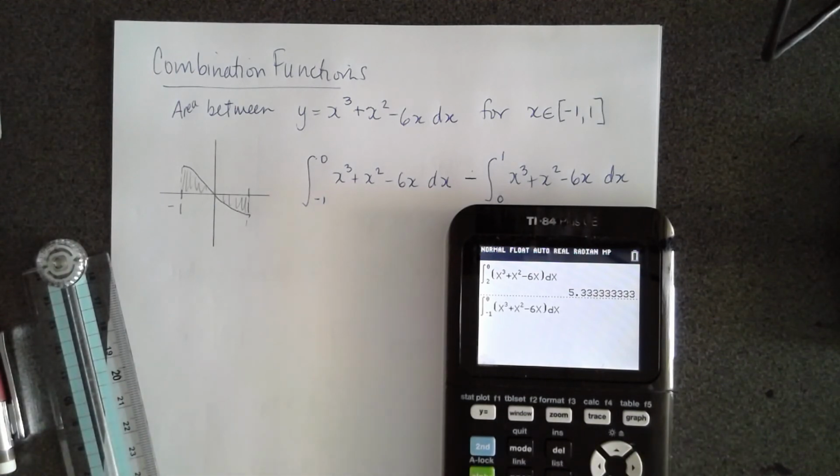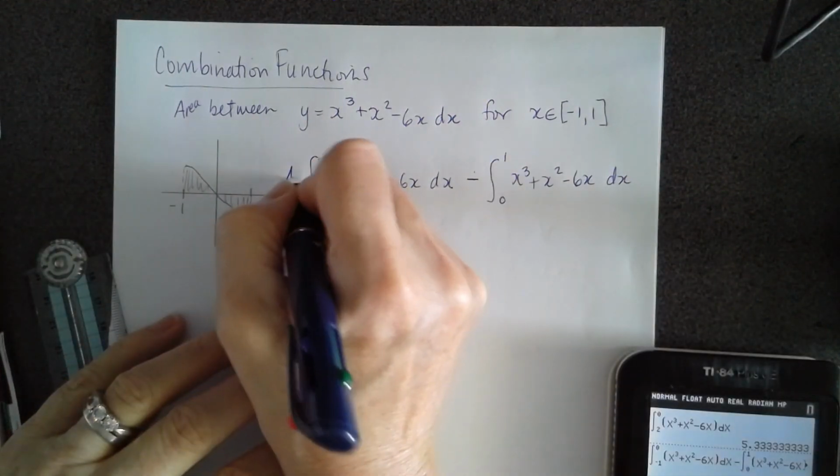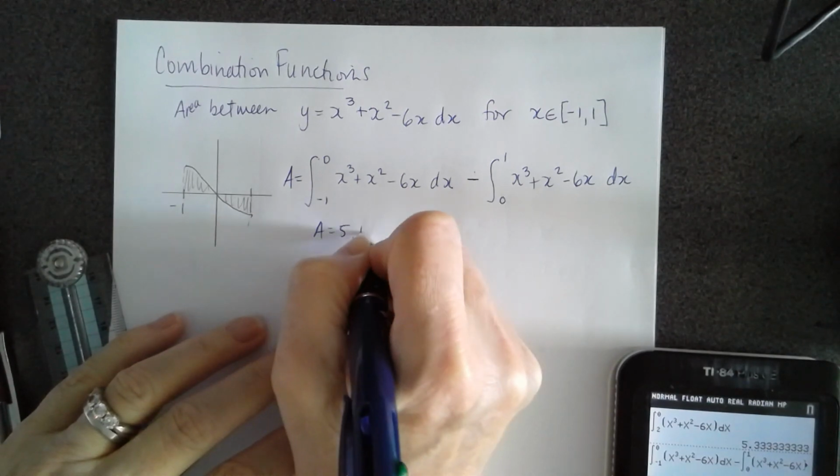x minus math 9, 0 to 1 of the same thing. I get 5.5. Okay. Loving it.